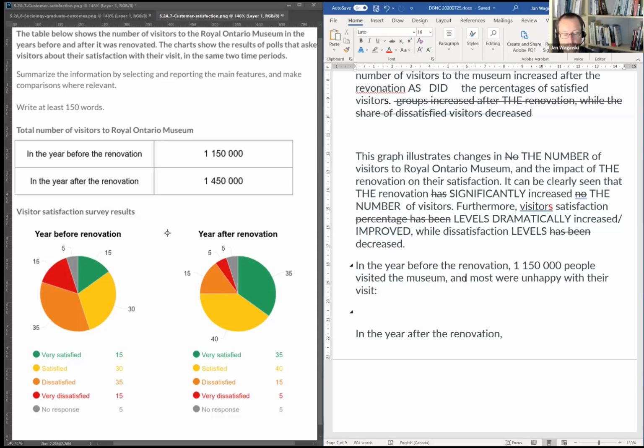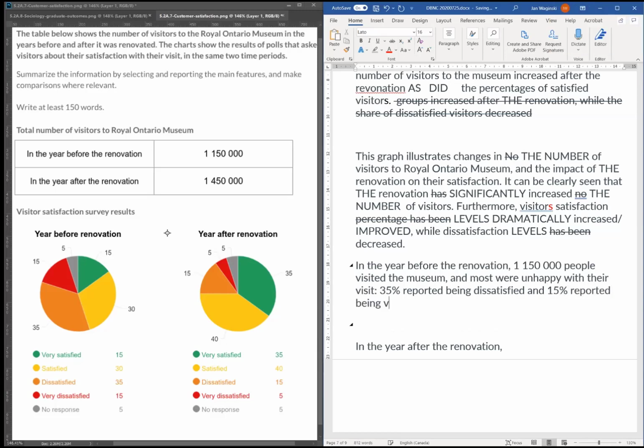This is the year before the reno. 35% reported being dissatisfied. And how many reported being very dissatisfied? 15. Very dissatisfied.